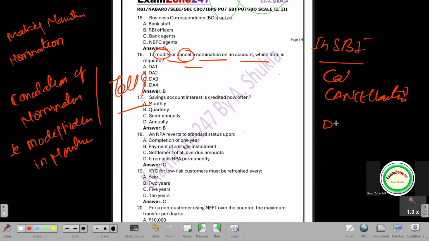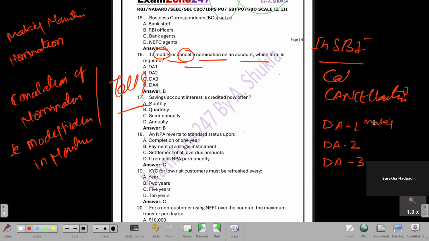See, DA1, DA2, DA3. If you are making it, after that you may cancel it or modify it. In this context, we will also be studying the question that was asked related to safe deposit in Central Bank of India.